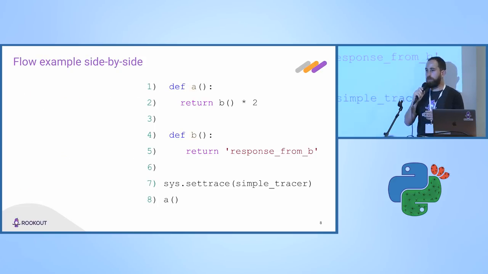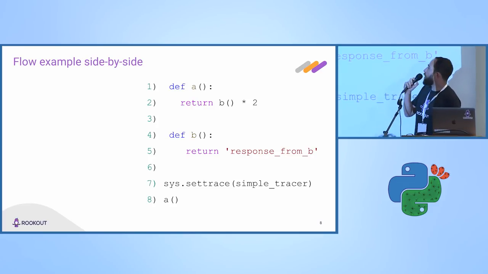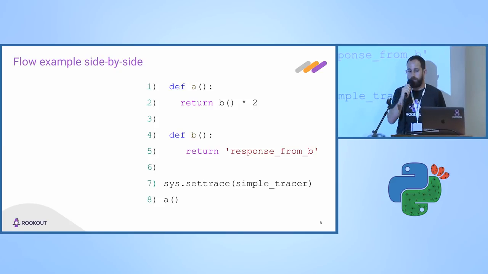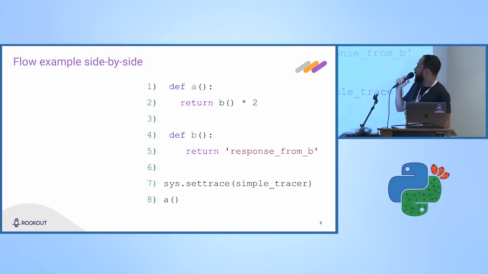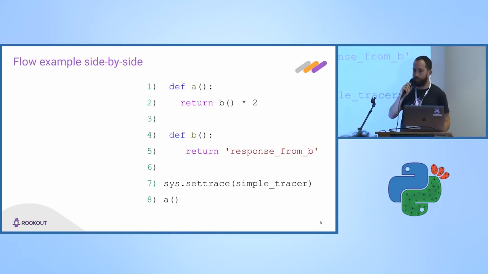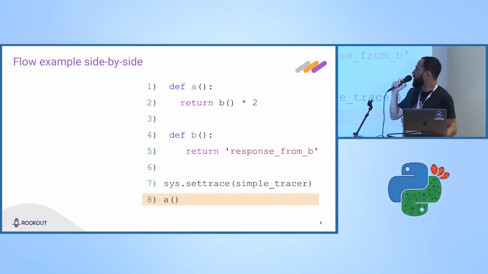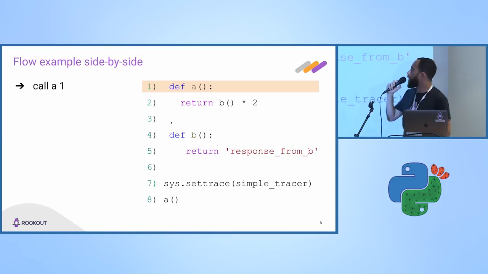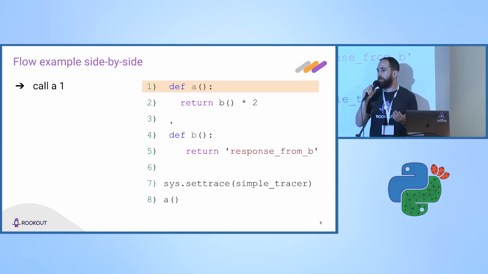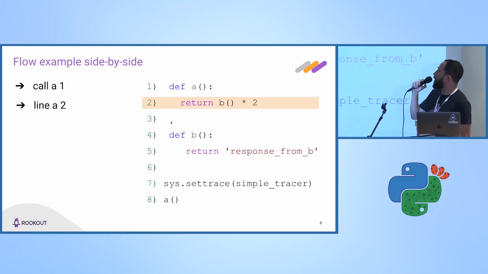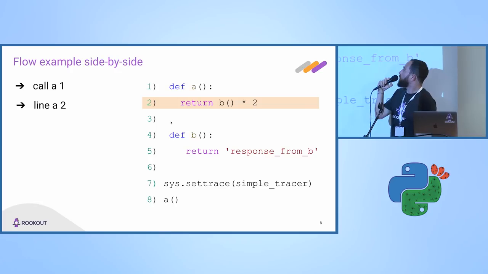Let's see what happens when we run a sample code with our sample tracer. Function A returns b times 2. Function B returns a string. We call sys.settrace, and then we call A. So calling sys.settrace doesn't have any output. Neither does calling A. But just as we enter A, our callback is executed for the first time. We get the argument call, the function name is A, and the line number is 1. The second event is a line event. Function A, line number is 2.